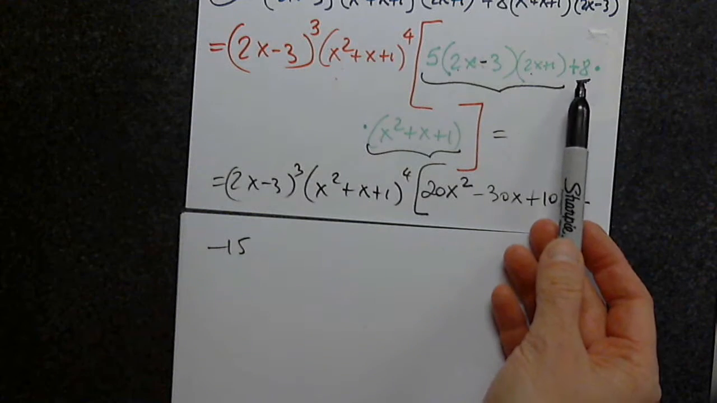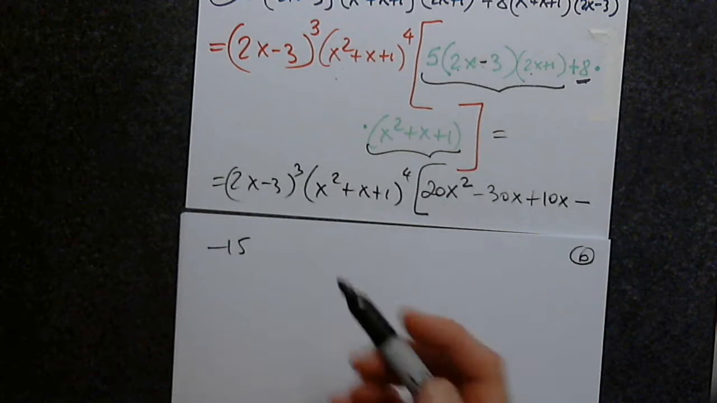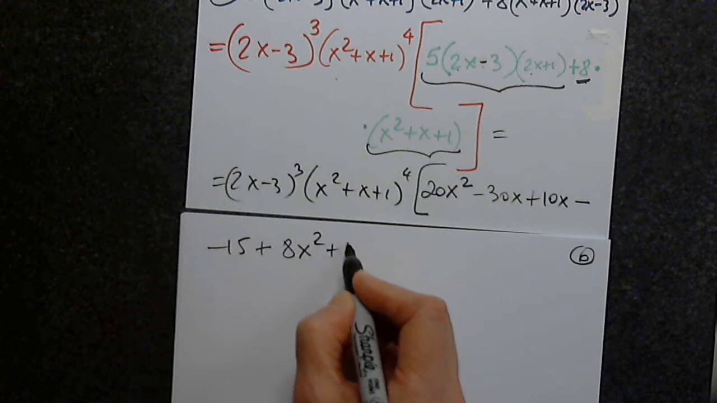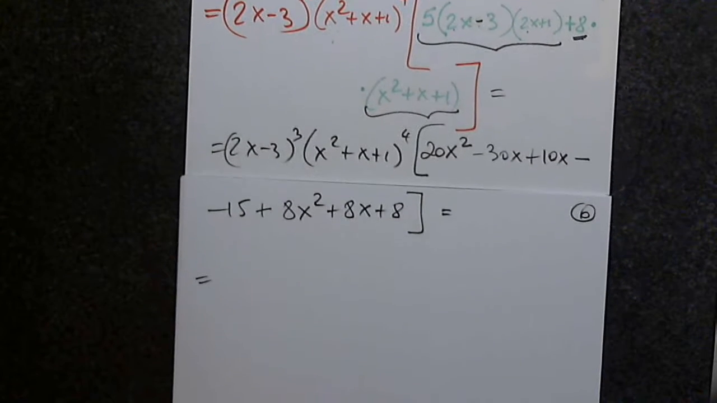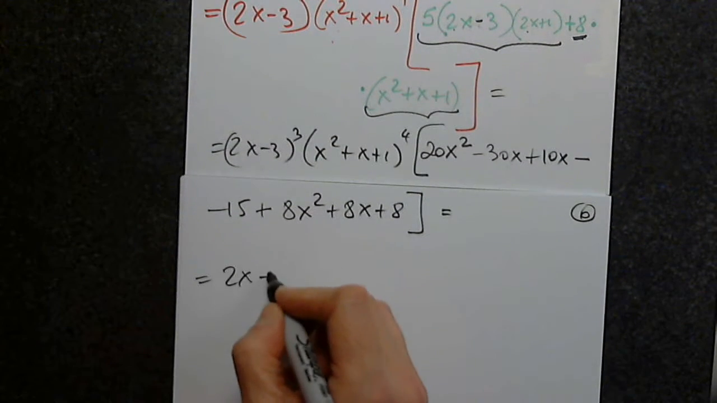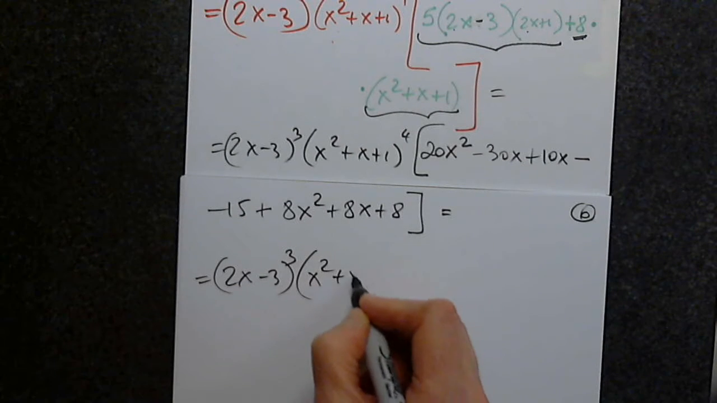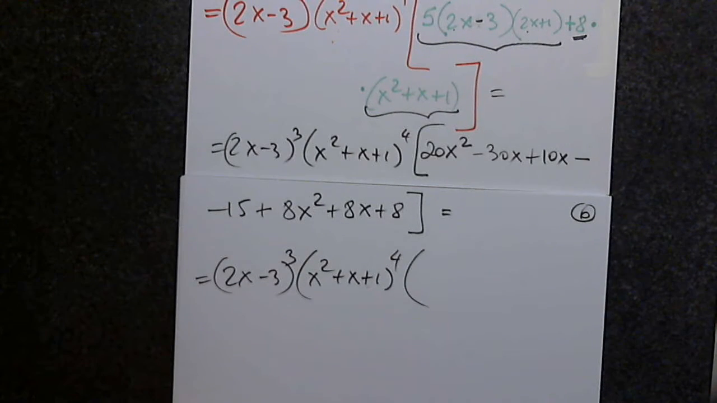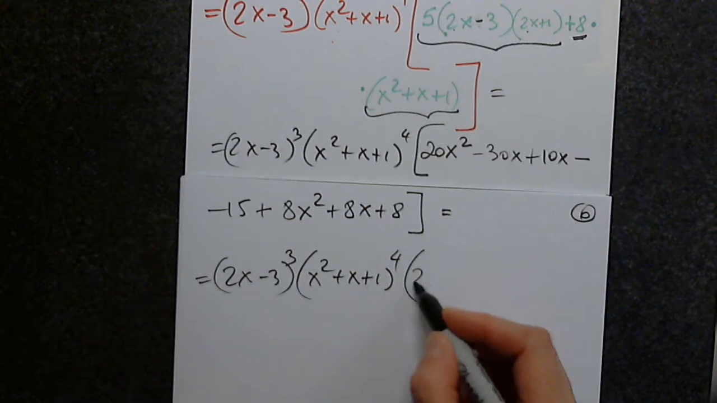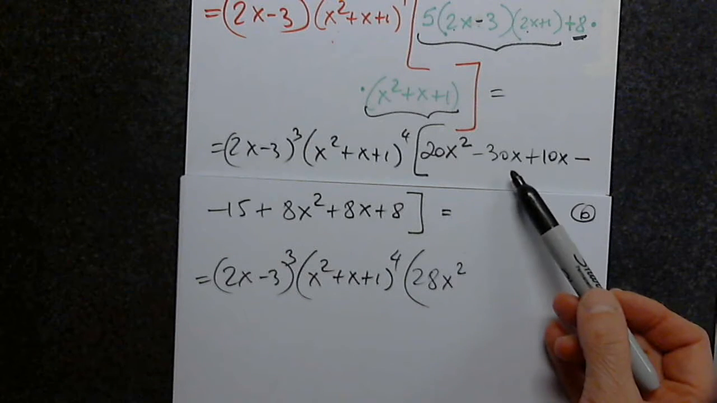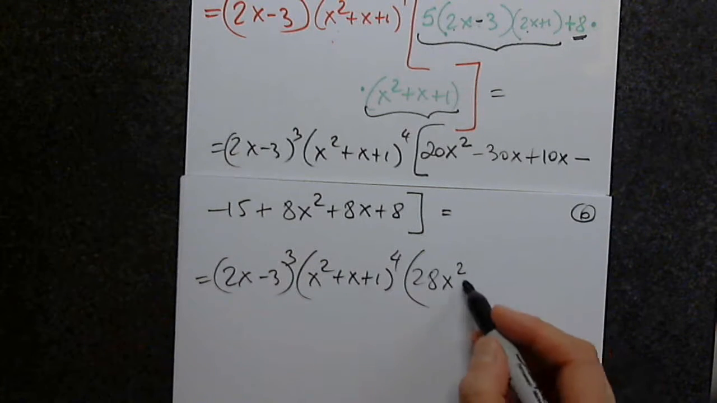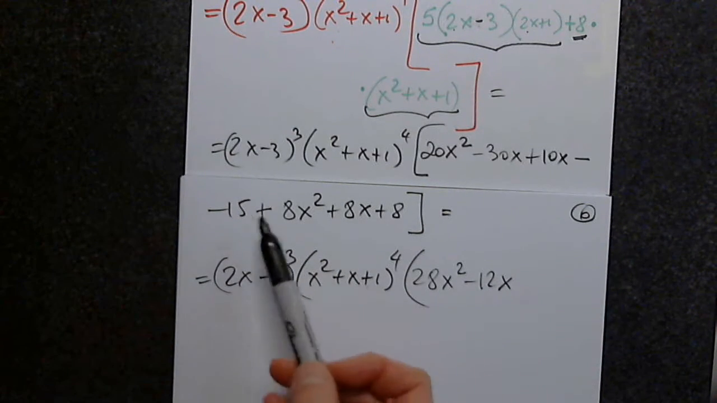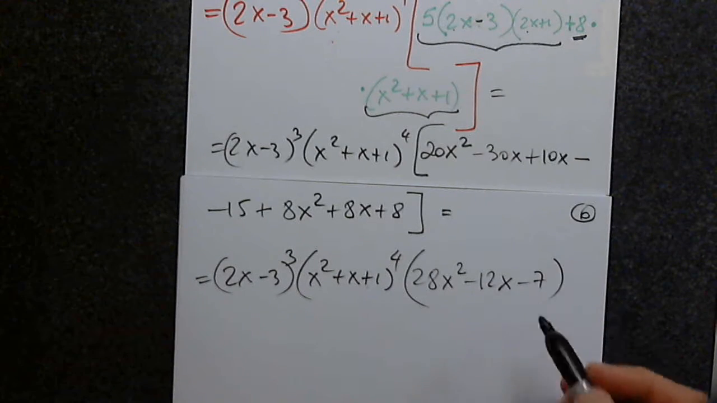Now I'm here. I distribute 8 to these three quantities. Plus 8x squared plus 8x and plus 8. I'm almost done. I copy the first two. No one changes that. We can't. And now I can use a parenthesis for the rest. 20x squared with an 8x squared is 28x squared. Negative 30 plus 10 is negative 20. But negative 20 plus 8 is negative 12x. And then finally I have negative 15 plus 8, which is negative 7.